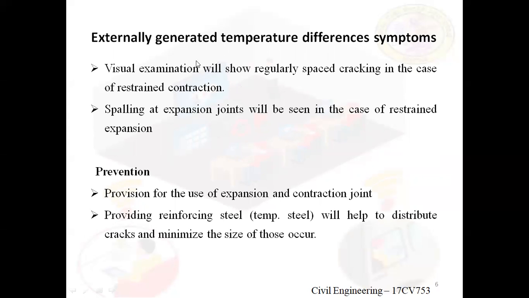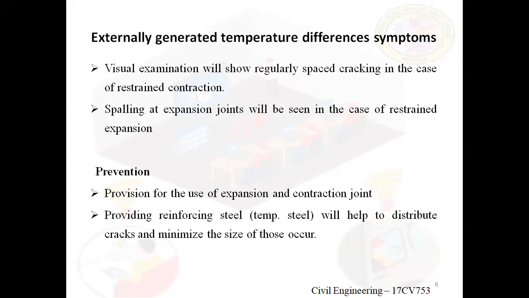Next, the symptoms of externally generated temperature difference. Visual examination will show regularly spaced cracking in the case of restrained construction. That means if the cracks are developed due to external variation of temperature, a series of cracks will develop. So this shows that these cracks are developed due to external temperature variation.